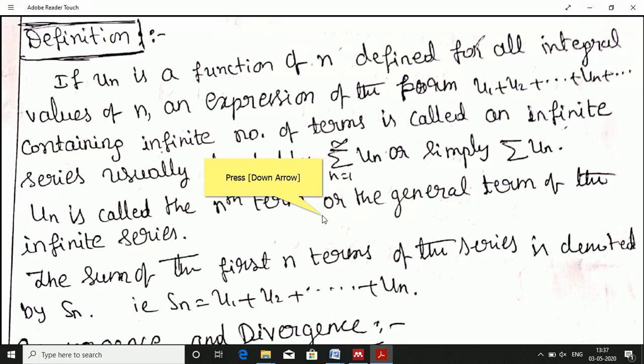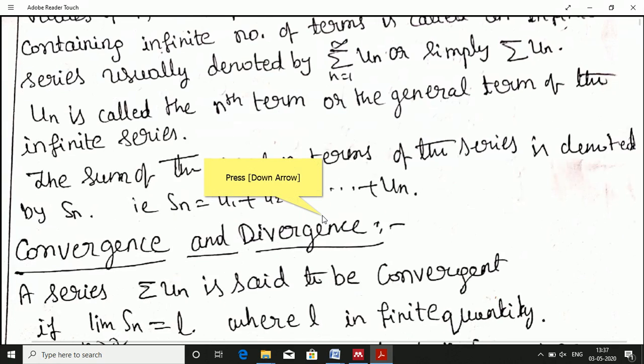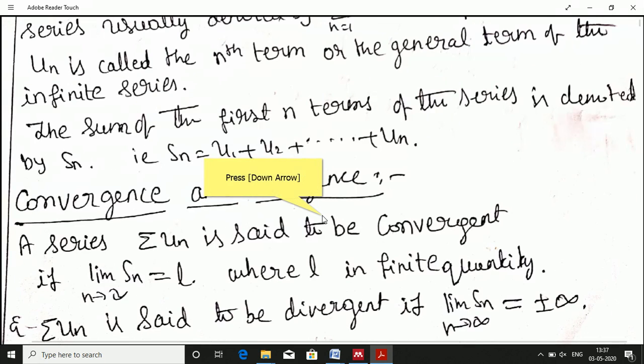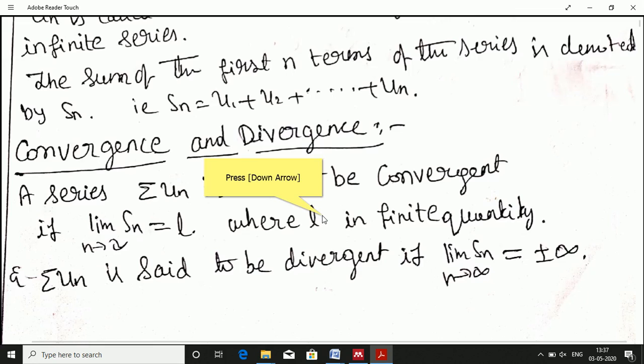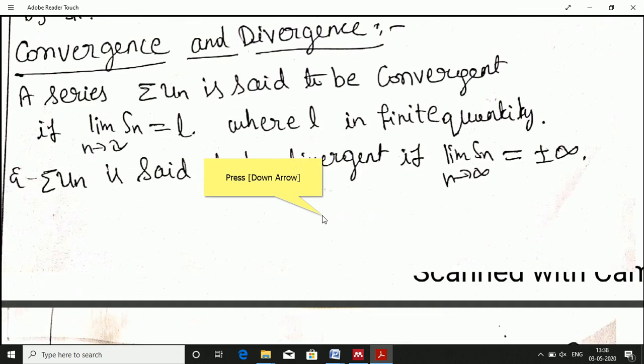Now, the sum of the first n terms of the series is denoted as Sn. Sn denotes the sum of the first n terms of the series. That is, Sn is equal to u1 plus u2 plus u3 dot dot up to un.